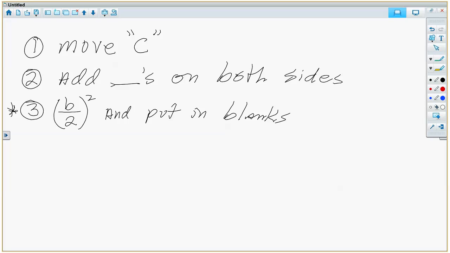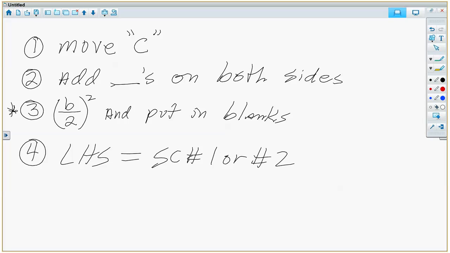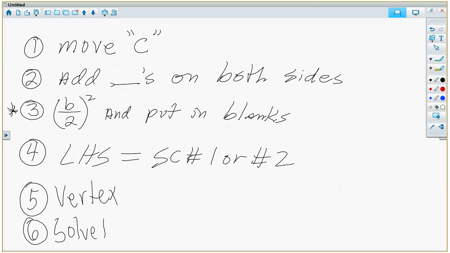After you do number 3, on the left-hand side, you will have shortcuts number 1 or number 2. And you'll figure out which one that is. And then 5, you'll get your vertex. And 6, you'll solve for x. Basically, you're going to get your vertex and your x-intercepts.